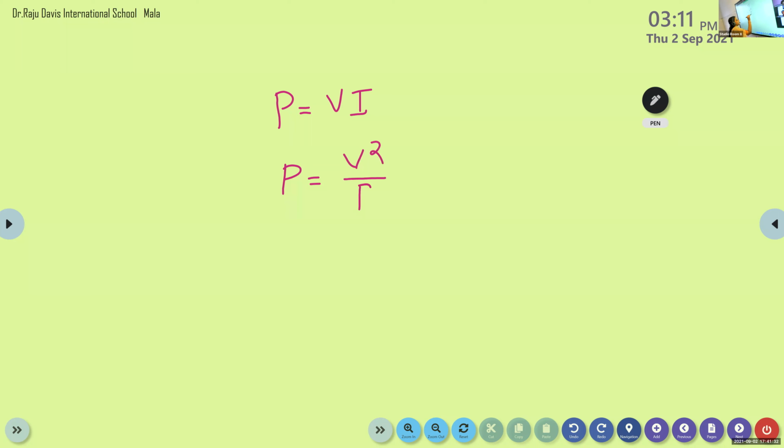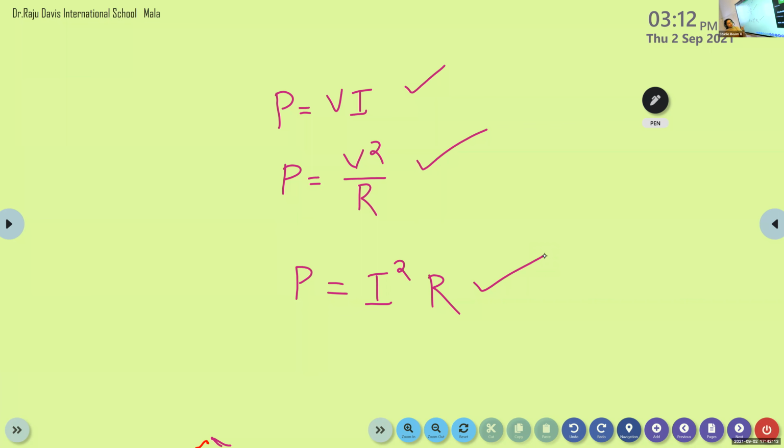All right, no problem. Now we have one more equation for calculating the power. What's that? P is equal to I square R. Very good. So here we have three equations for calculating the power. The first one P is equal to VI, the second one P is equal to V square by R, and the third one P is equal to I square R. By using these three equations, we can calculate the electric power of a device.